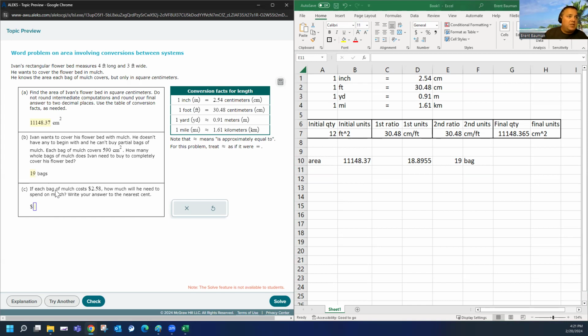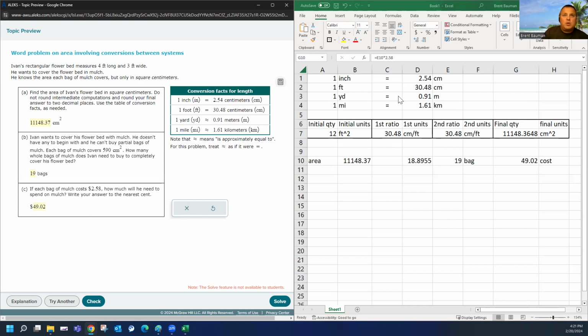And then if each bag of mulch costs $2.58, how much will he need? So now we have 19 bags times the cost of each. So the cost of each is $2.58. And this will give us our cost. So we have $49.02.